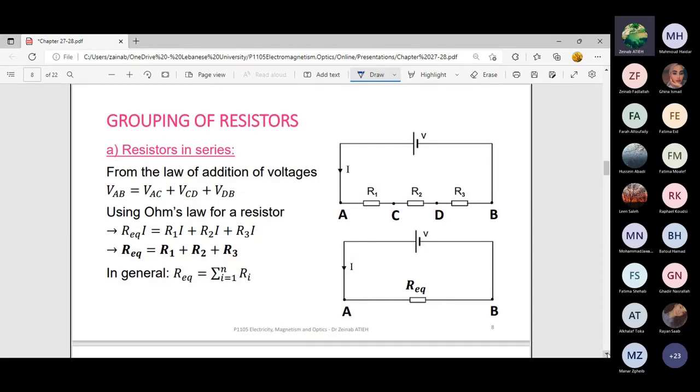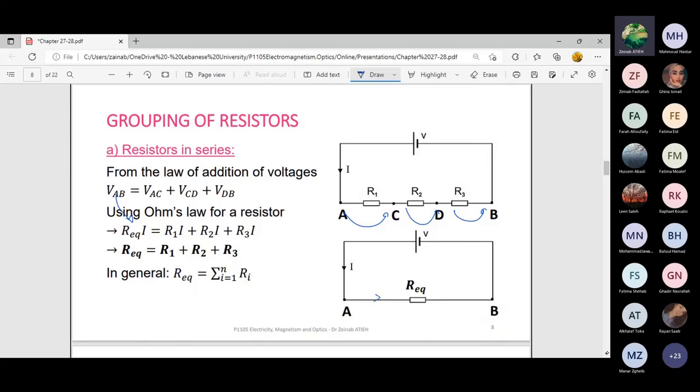So here you can see that my three resistors are connected in series. I have R1, R2, and R3. From the law of addition of voltages, VAB equals VAC plus VCD plus VDB. So this is my law of addition of voltages. And I will replace each one by its value. So VAB is simply V equivalent, which is R equivalent times I main.